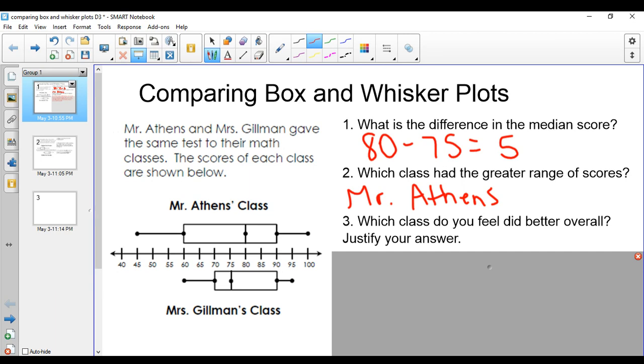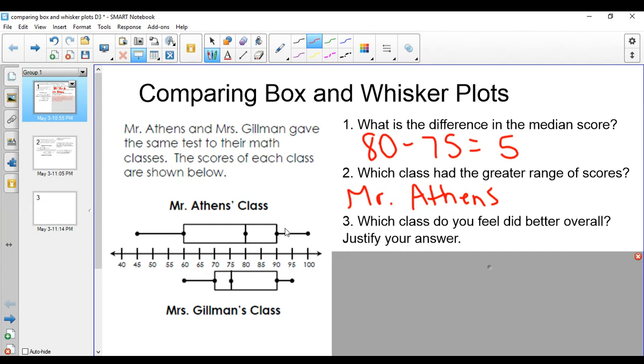Okay, number 3 says, which class do you feel did better overall? Justify your answer. Now, going back to number 1, we did look at the medians already, and we said that Mr. Athens' class has a higher median. If we only knew the median and that was the only value we had to go on, we would have to say overall that Mr. Athens' class did better because his median score was 80 and her class was 75. But we have a lot more information to look at based on the box and whisker plots here.